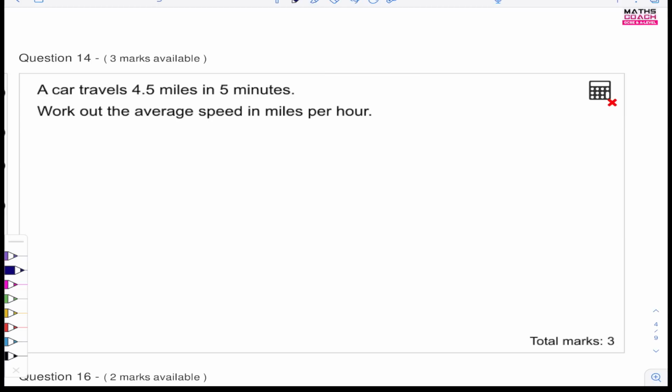Question 14. A car travels 4.5 miles in 5 minutes. Work out the average speed in miles per hour. Now, first of all, let me just write down the formula for speed. Average speed is equal to distance divided by time.